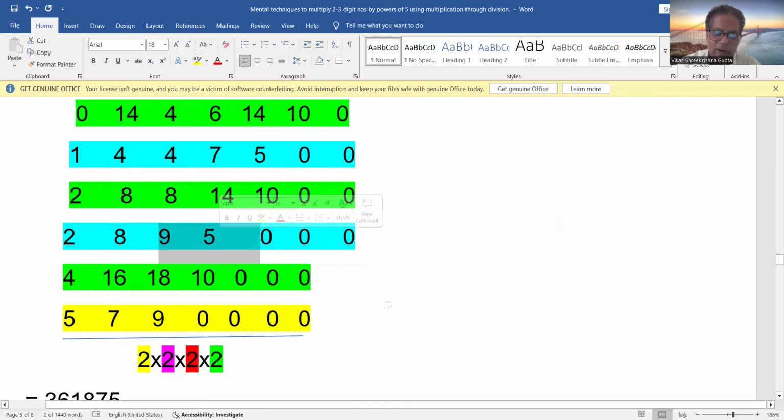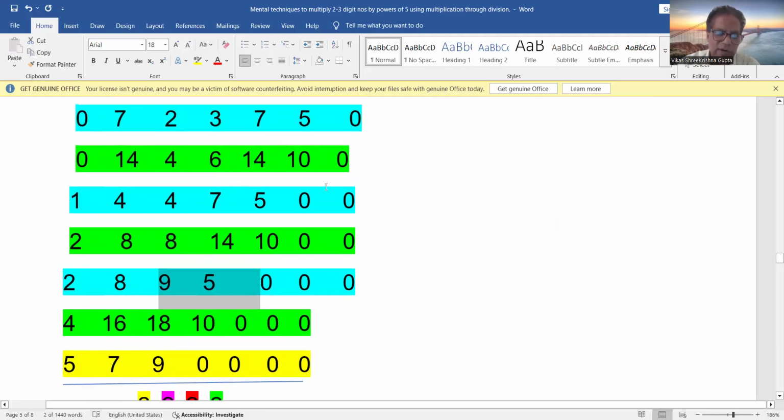But 15 is an odd number, so I write it as 14 and take 1 to 0, it becomes 10. So after conversion, it becomes 2, 8, 8, 14, 10, 00. And when divided by 2 for the second time, it becomes 1, 4, 4, 7, 5, 00. Now again, I have to divide for the third time this number by 2.